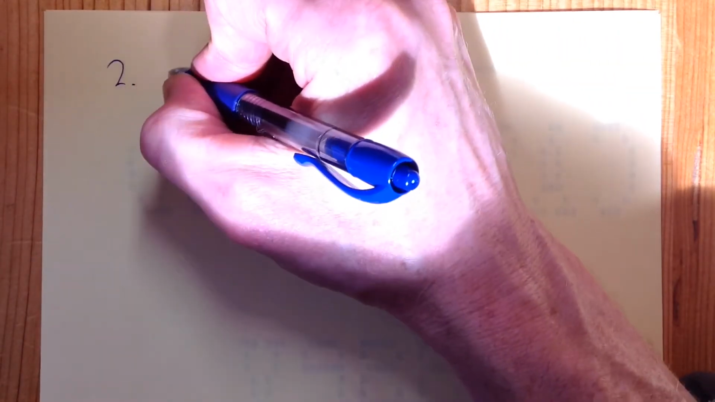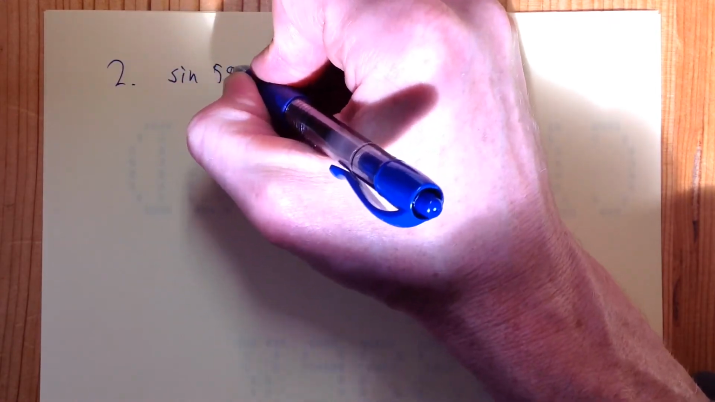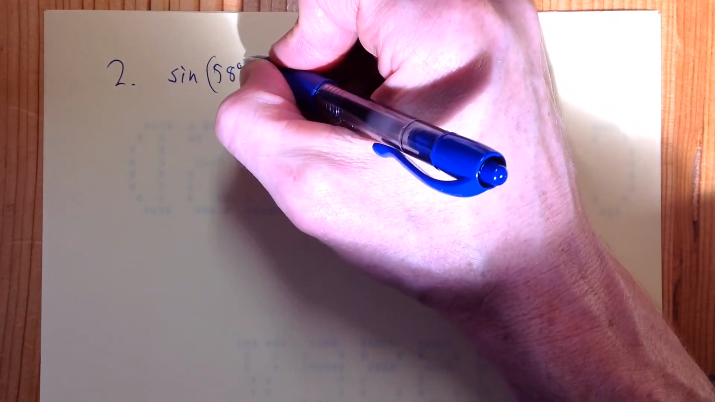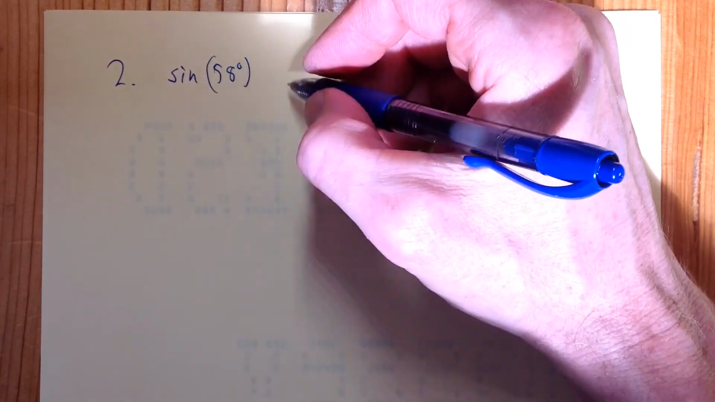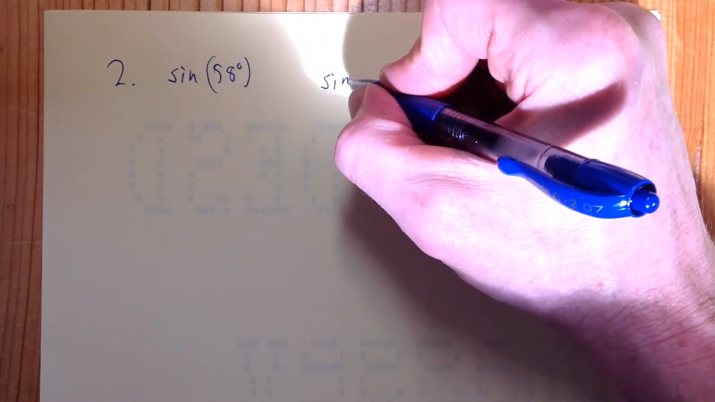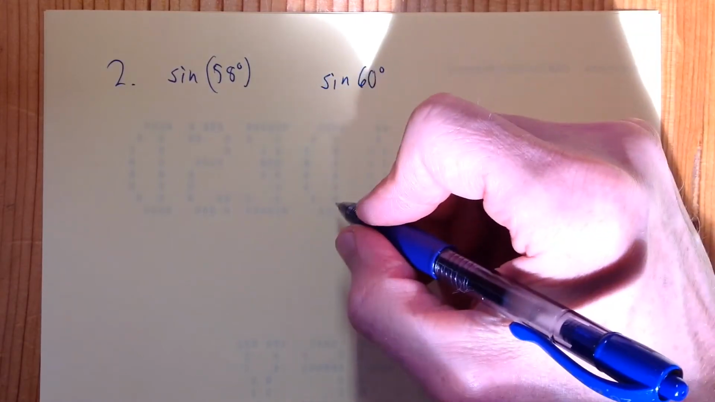Okay, so without using a calculator, hopefully. So number 2, we want to estimate the sine of 58 degrees. I don't know the sine of 58 degrees, but I do know the sine of 60 degrees. You always look for one that you know that's close.